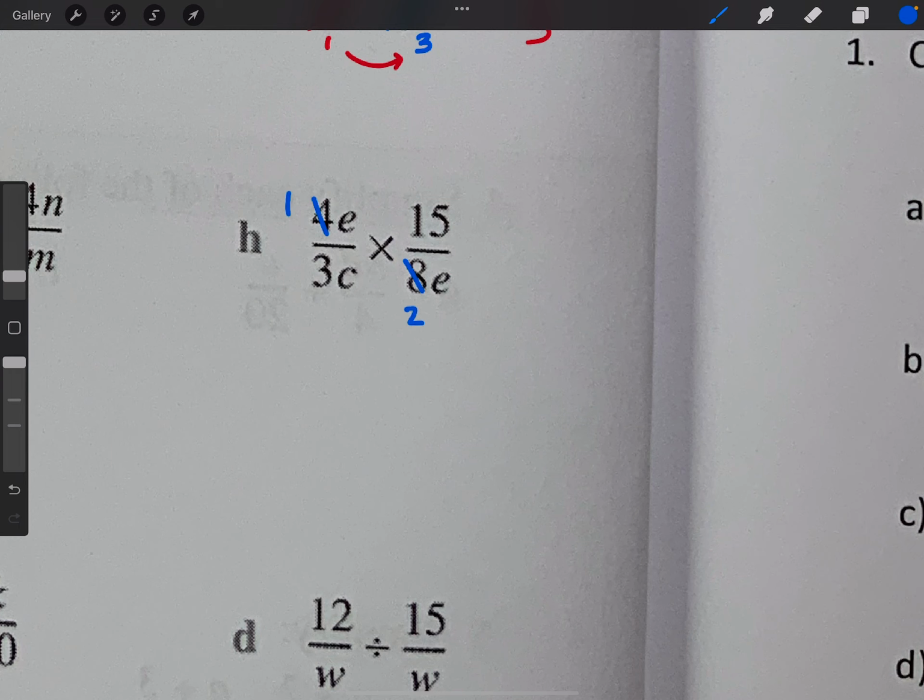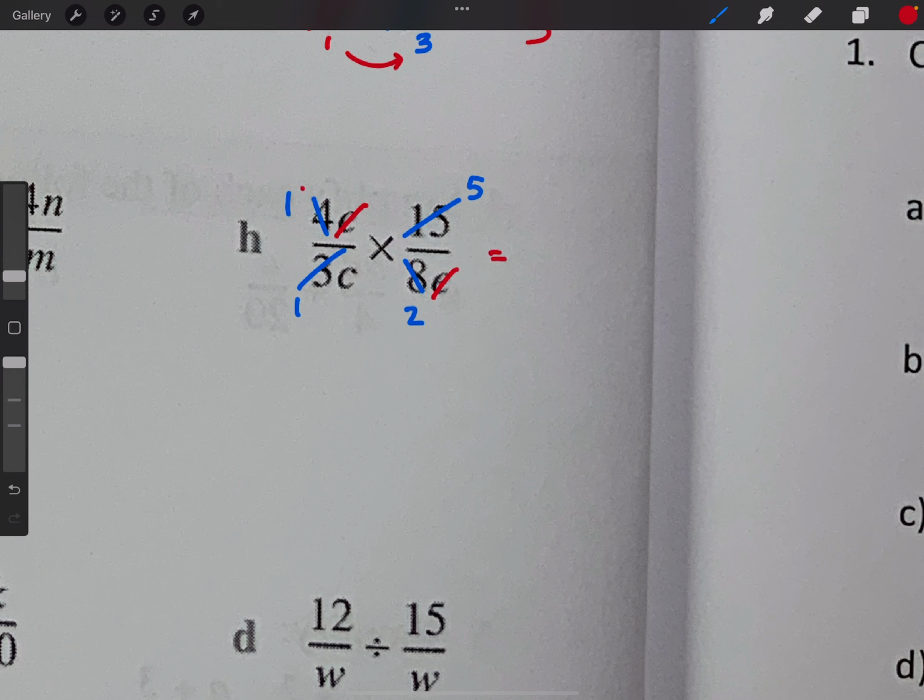How about the 3 and 15? I can divide this by 3, I get 1. I can divide this by 3, I get 5. Okay. Now let's look at the letters. I can divide this by E. I can divide this by E, and they're both gone. And then that's all I can do.